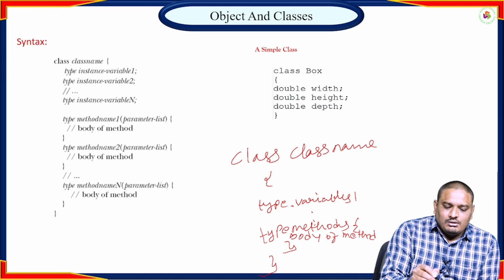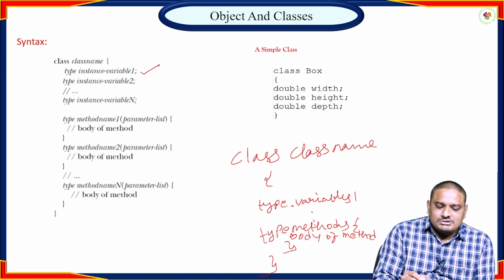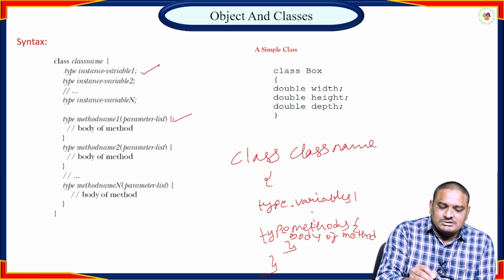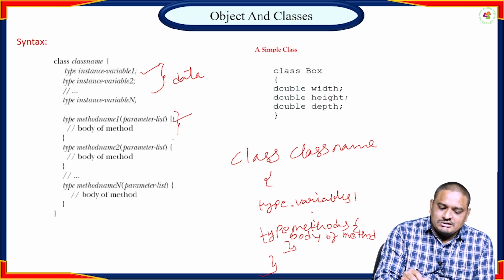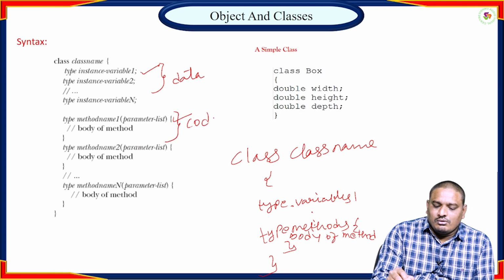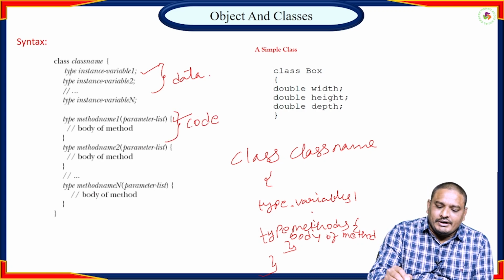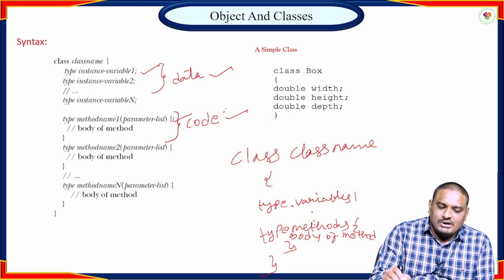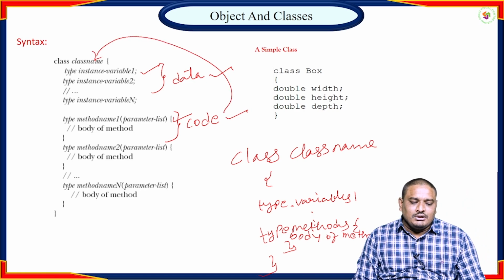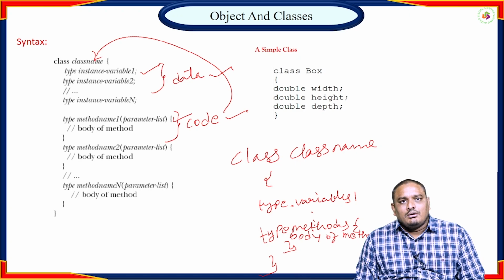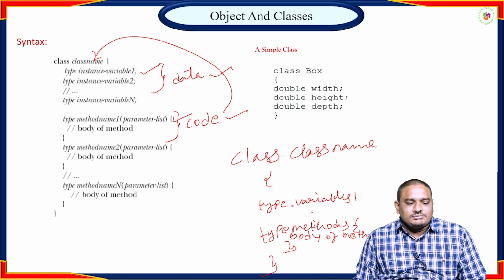This is the syntax of a class. Here are instance variables and methods. The instance variable is called data. The method consists of code. Both data and code belong to the class. This is the syntax for a class.